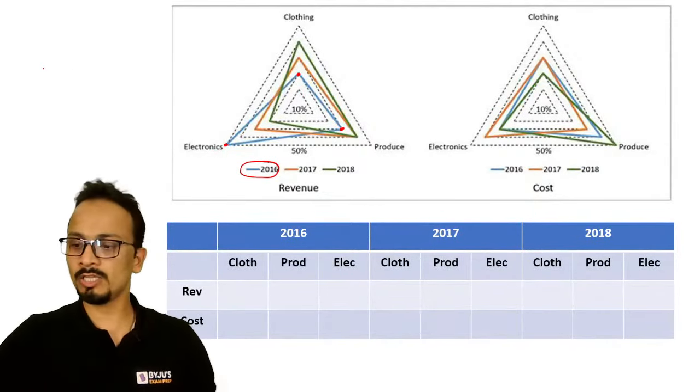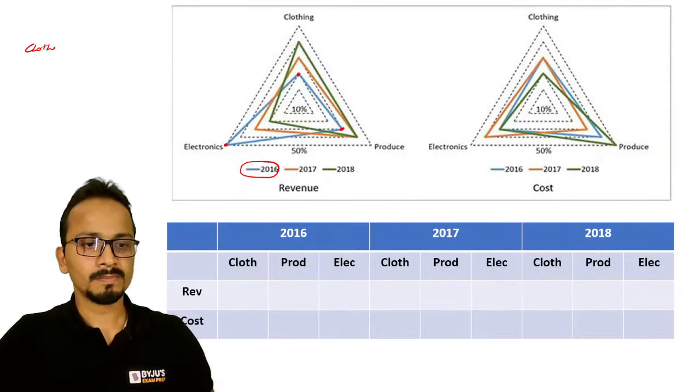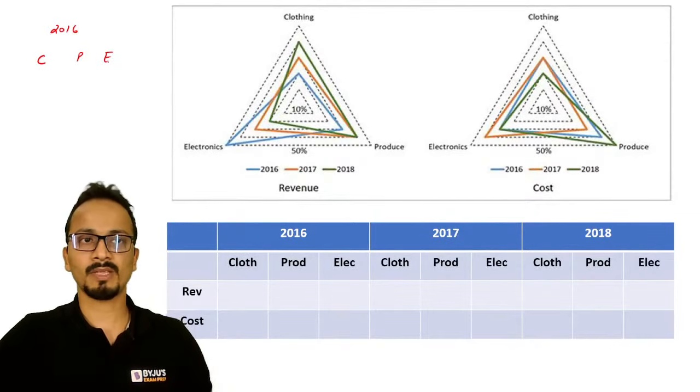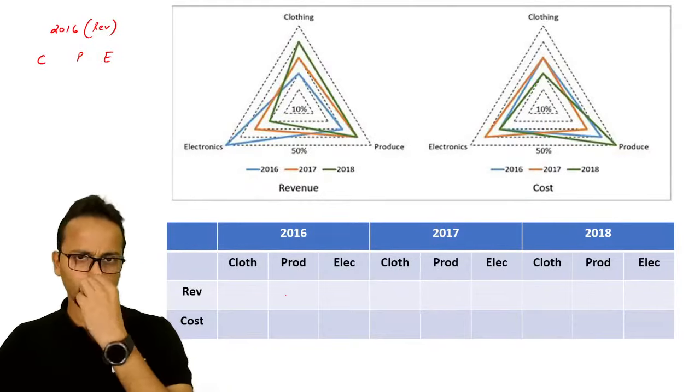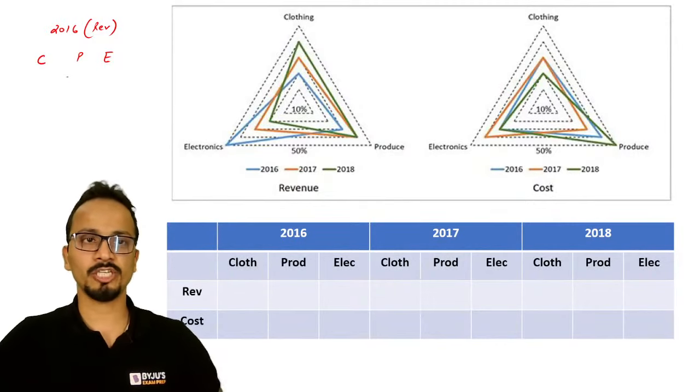I'll write it on the left hand side separately. So for 2016, the values for clothing, produce and electronics. For revenue, I'm not filling the table directly because I want to tell you something. There is still a catch here.